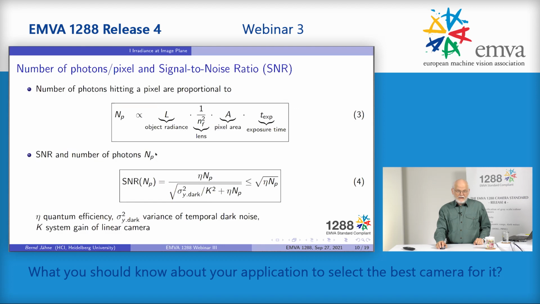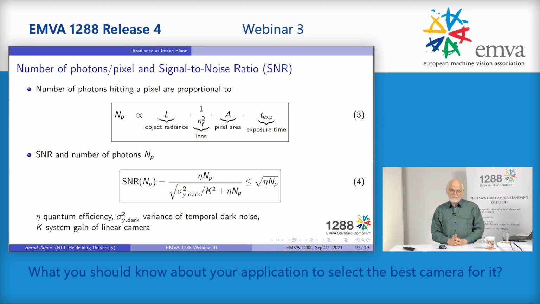Okay, now let's try to sum up. Can we now say how many photons per pixel we receive and also relate that to the signal-to-noise ratio? Well, we have learned the number of photons we receive is first proportional to the radiance of our object. The brighter my scene is, the more photons I receive. Then it depends on the lens, namely by 1 over the f-number squared, and that might be quite a significant factor.